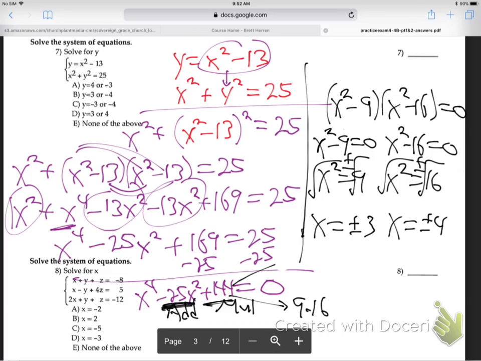But look, they want y. This is by far the worst way to do this problem. So we'll see, the other way will be way easier. They want y. All they gave me is y. They didn't even ask for x. They just want y. So how am I going to get y now?